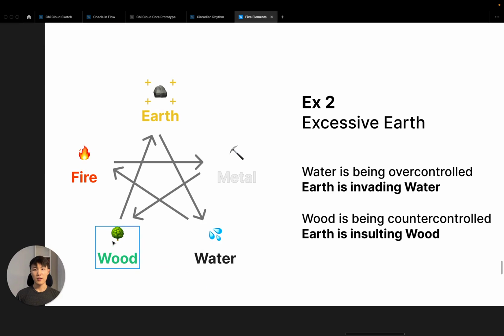Additionally, what it's being controlled by is wood. And because earth is excessive, earth is counter-controlling wood. We call this earth insulting wood because it's going against who it should be controlled by. Usually wood should be controlling earth, but it's counter-controlling wood. So therefore we say that earth is insulting wood.